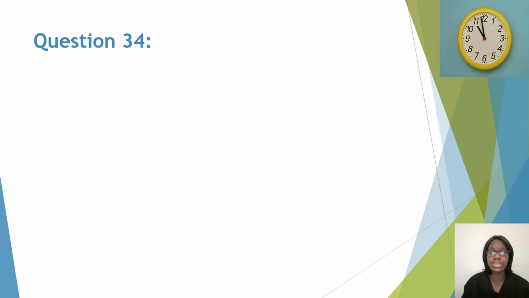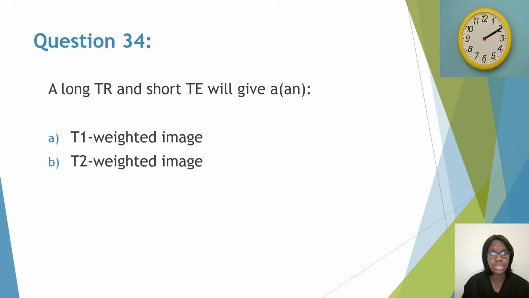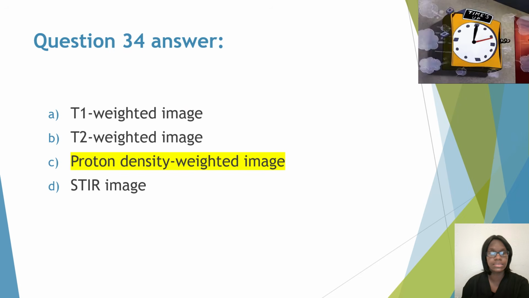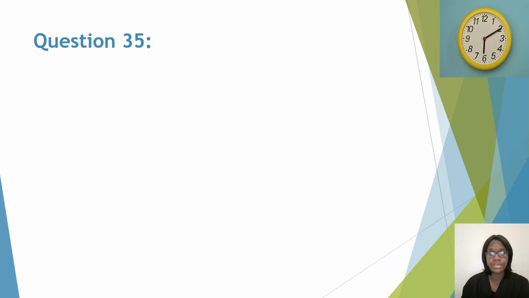Question 34. A long TR and short TE will give a or an A. T1 weighted image, B. T2 weighted image, C. Proton density weighted image, D. Stir image. All right, the correct answer is C. Proton density weighted image.